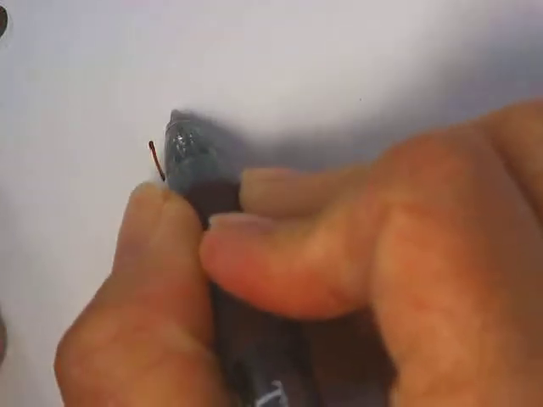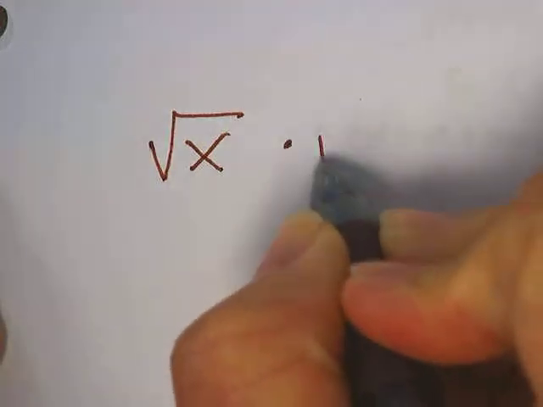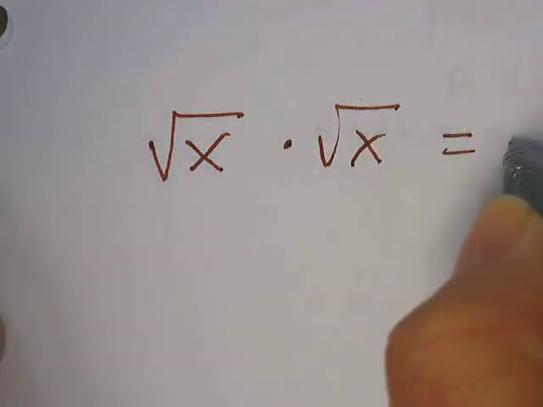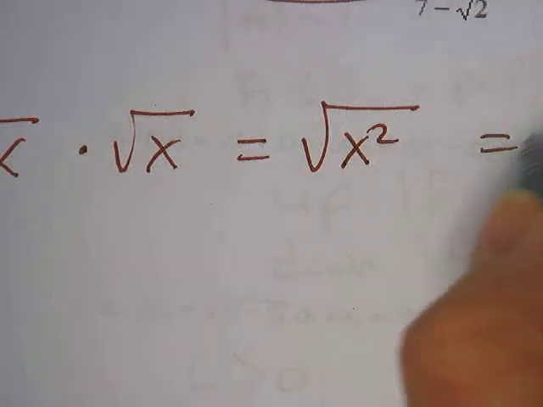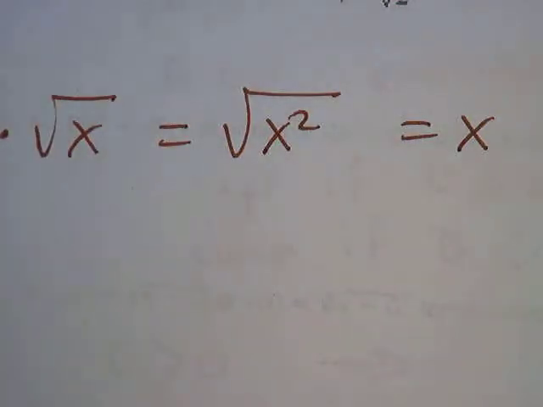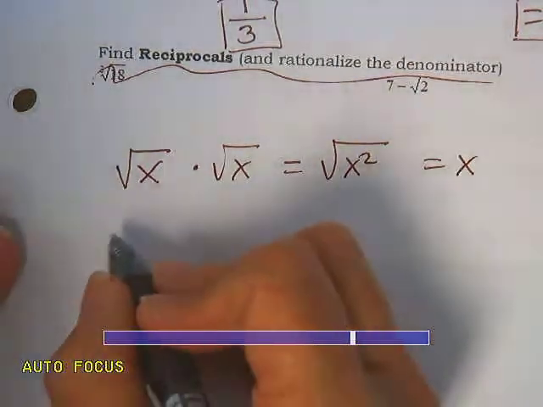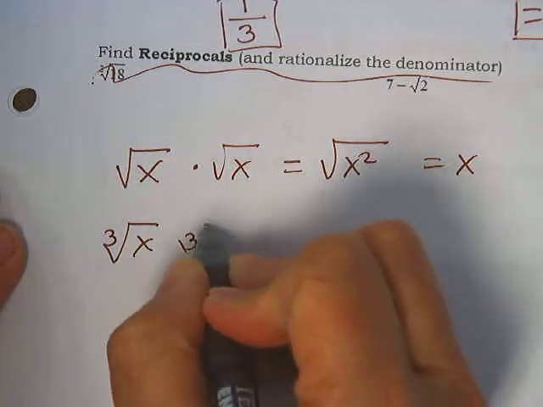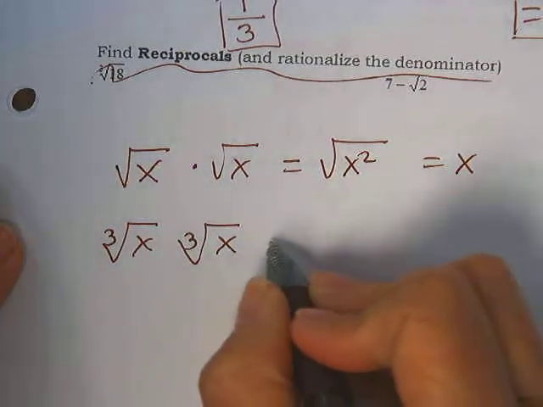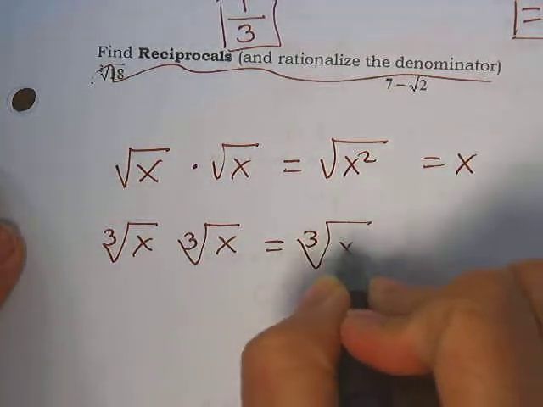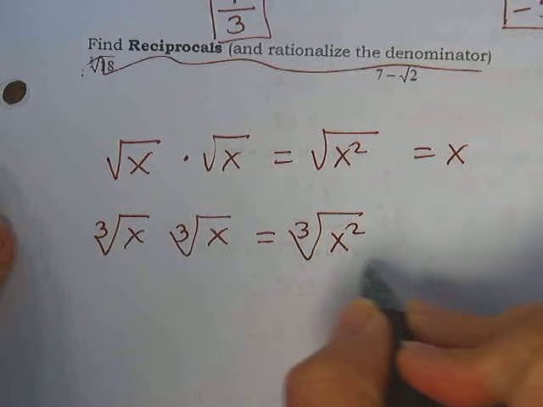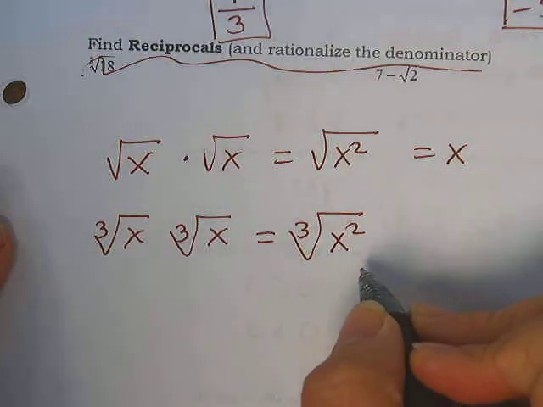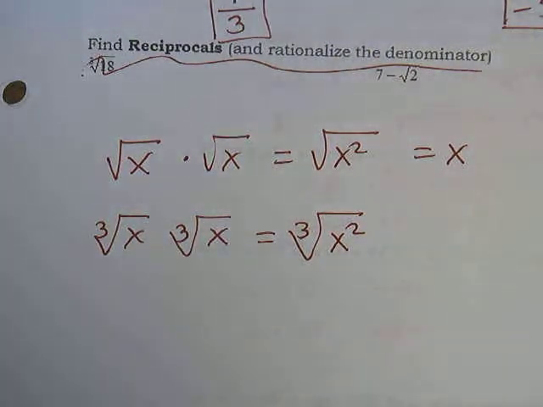One last thing that you might want to keep in mind. Square root of x times the square root of x equals the square root of x squared. And the square root of x squared is x, correct? However, if we took the cubed root of x times the cubed root of x, that equals the cubed root of x squared. We cannot simplify that any further. That's as far as you could take that.